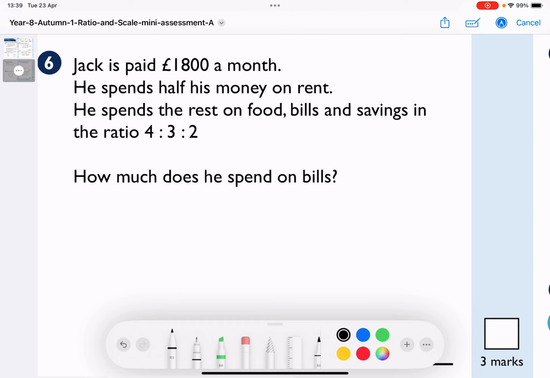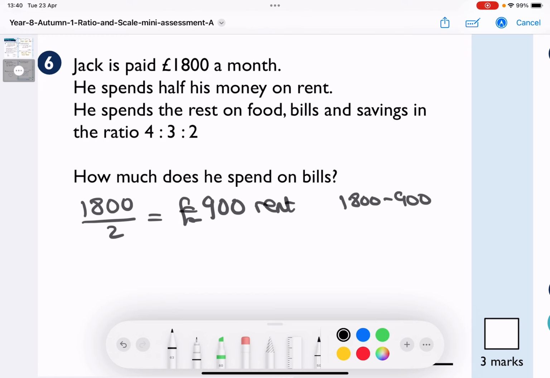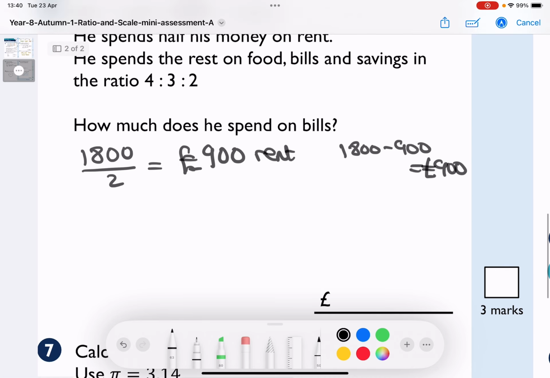Well, first of all, I've got to account for this: 1,800 divided by 2. I write that, and that is £900 on rent. Then 1,800 take 900 means he's got £900 left. So what I'm now going to do is set this out as a ratio question. Food, bills and savings. Food is 4, bills is 3, savings is 2.